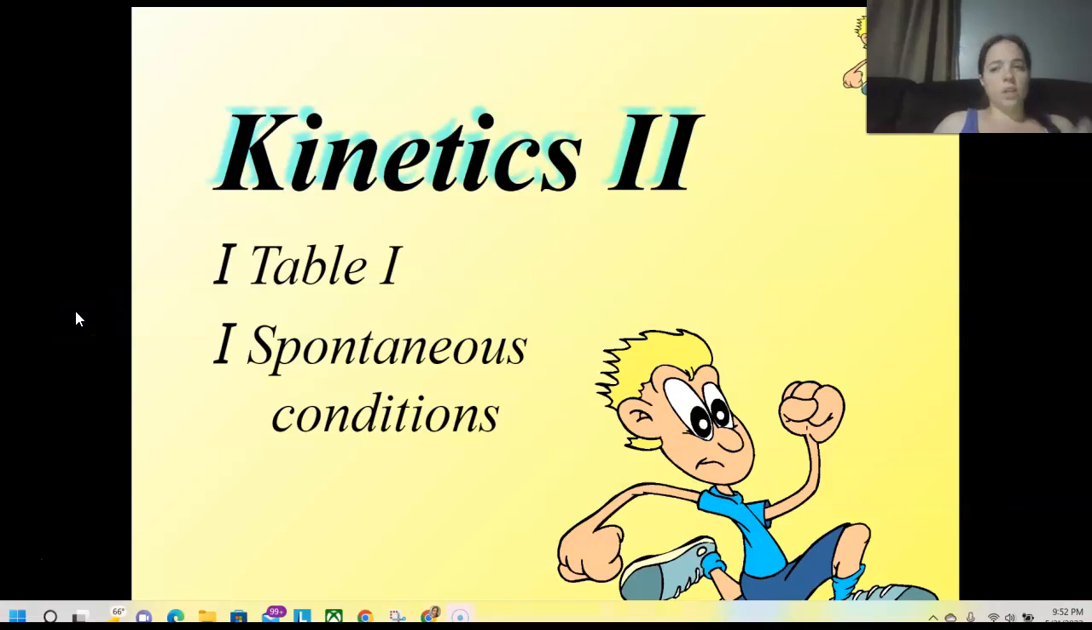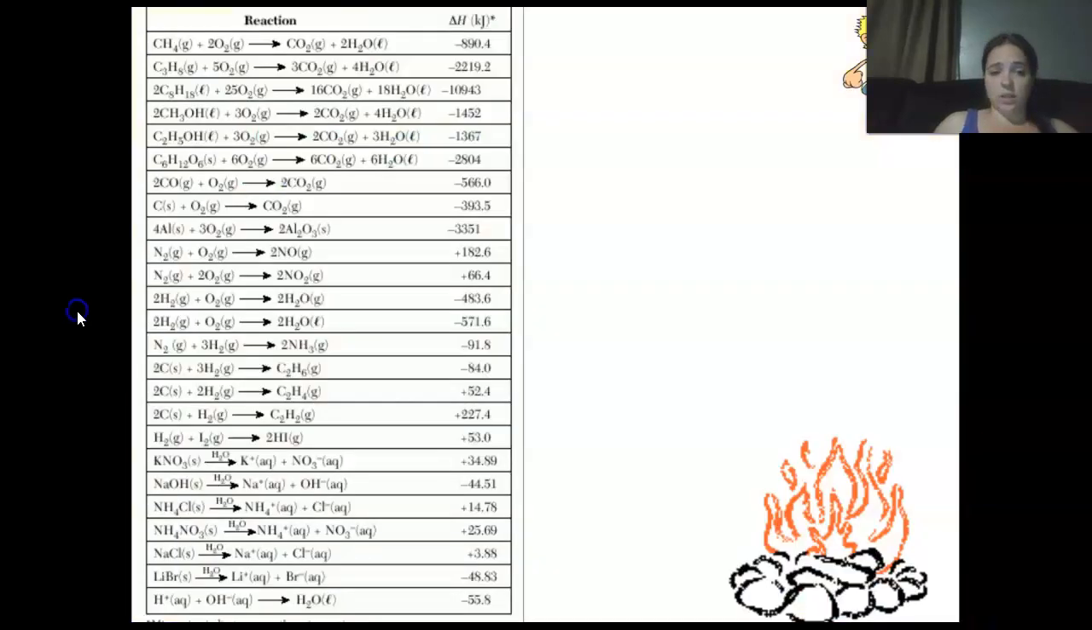So now that we looked at Kinetics 1 and we saw the phase diagrams, we know that the more stable is exothermic, less stable is endothermic. We're going to start looking at Table I in our reference table and what makes something spontaneous versus non-spontaneous.